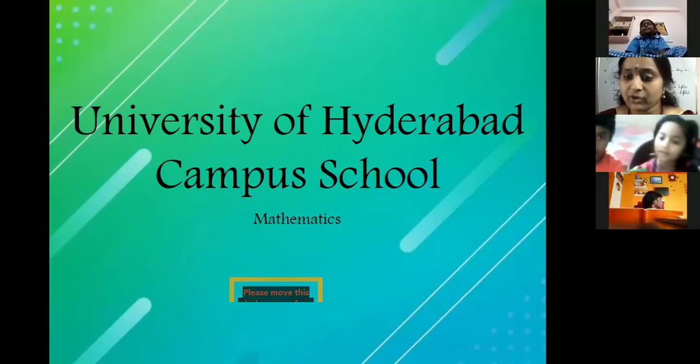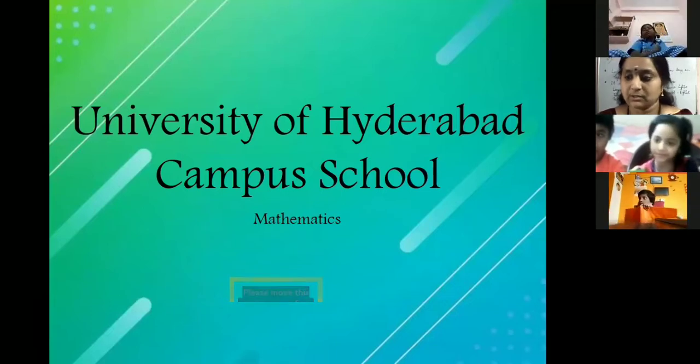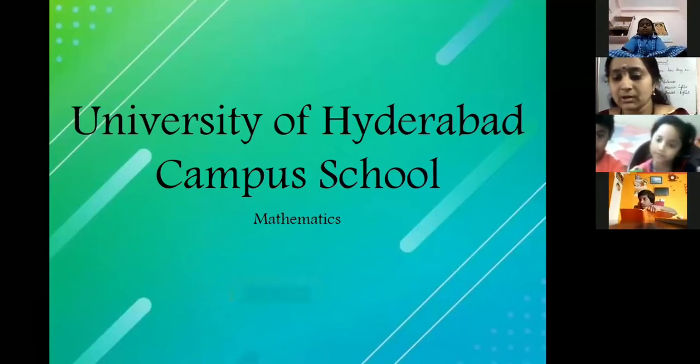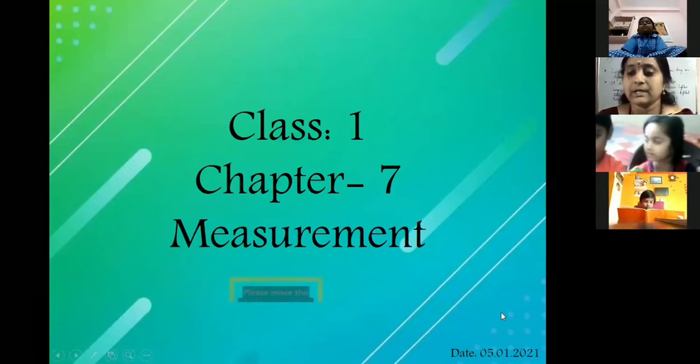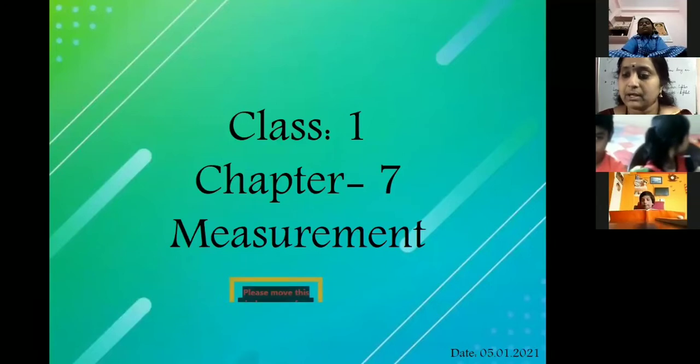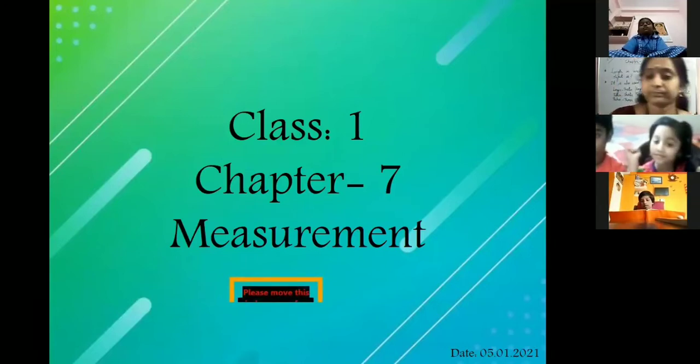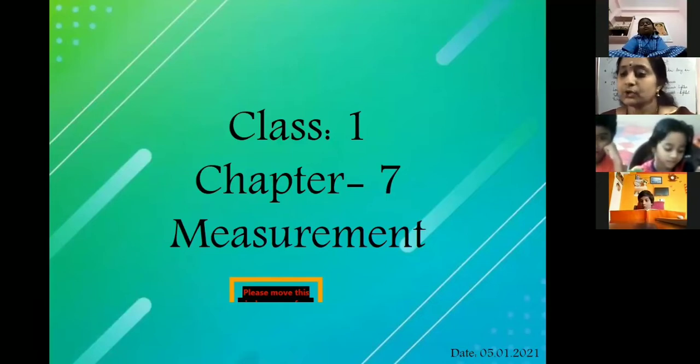Children, before holidays, we started the chapter on measurement. Did you remember what we learned in that? We learned about length. What is length? Length is used to measure how long an object is.